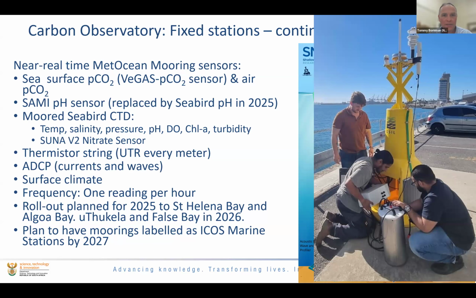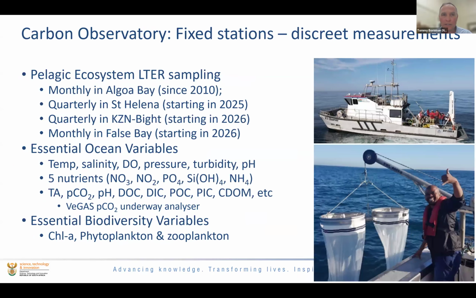All right. So that was the first one, the big one. It's quite expensive. All up, you're probably looking at about 10 million rand for each of those moorings with all the instruments and sensors. That is excluding the maintenance required around these, which would be quite intensive. The next one is fixed stations, discrete measurements.